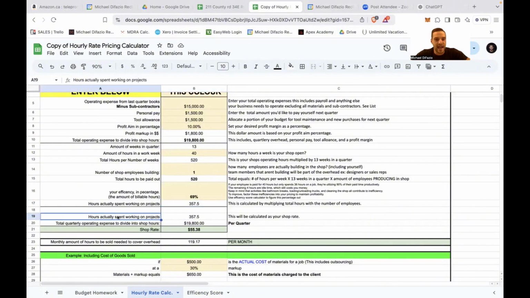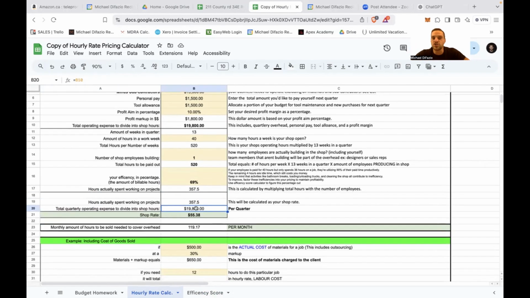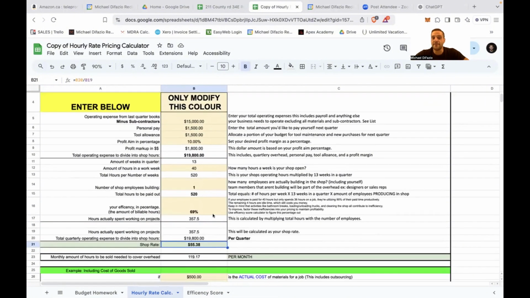So our hours actually spent working on projects, 357.5 hours. Total quarterly operating expense to divide into shop hours, $19,008, meaning our shop rate is $55.38. That, for a single employee, is a little bit on the low end. You've got to understand that there are industry standards.